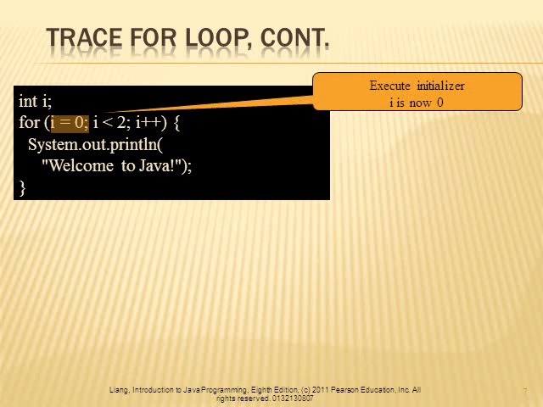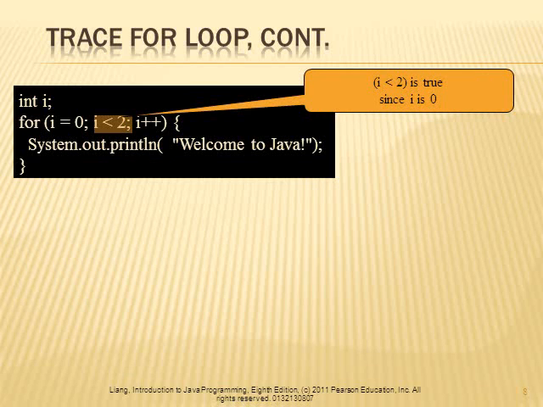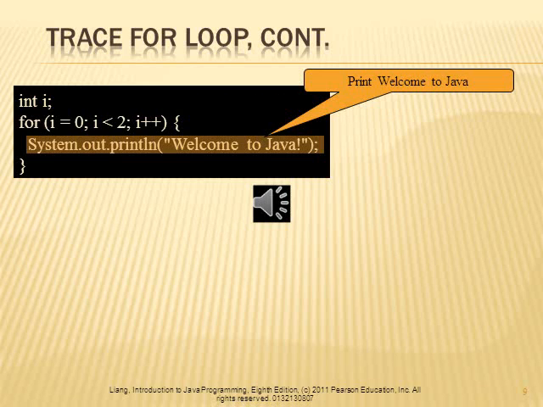Well, the next action is to initialize I, and we set it to 0. Now I is tested. My question is, how many times will this loop execute? Did you say 2? You're right. Once for I equals 0 and once for I equals 1. Since I at this point is 0, the loop body will execute. All right, our body is executed, and we print the welcome message one time.